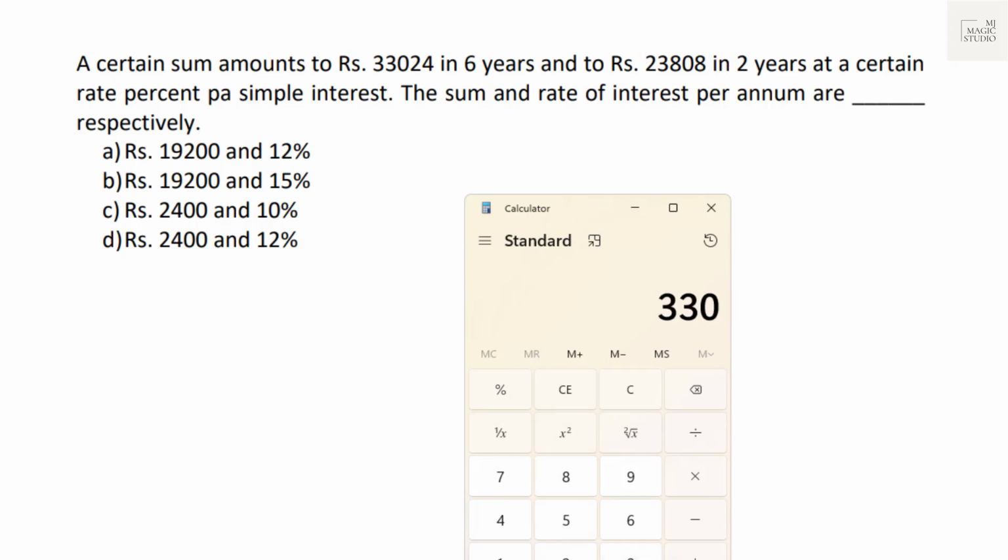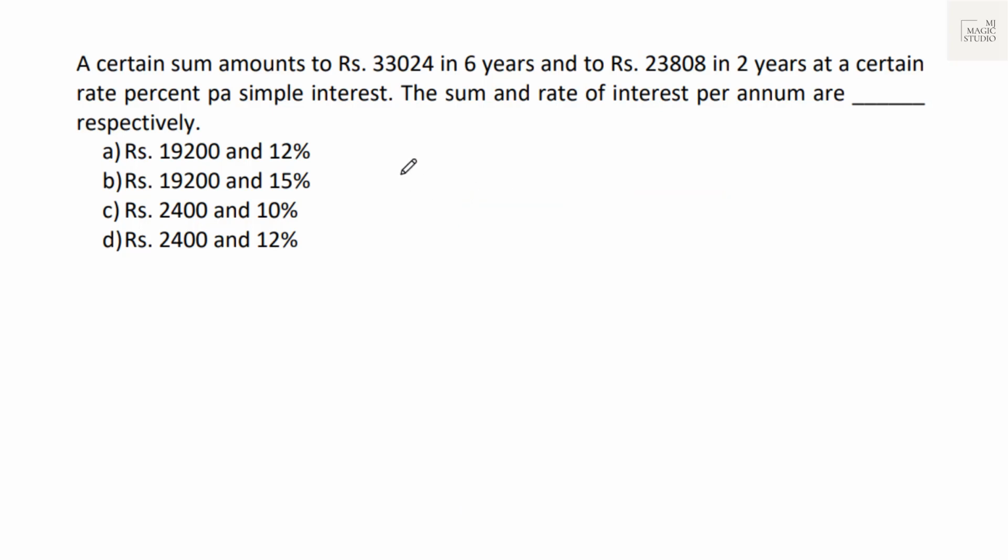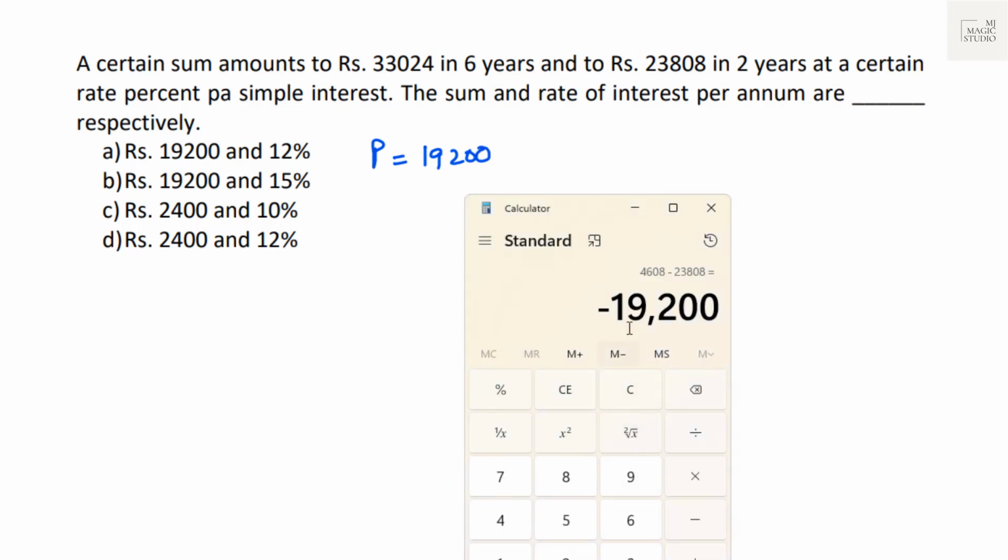Let's read. A certain sum amounts to 33204 in 6 years and 23808 in 2 years. That means the difference is 9216 in 4 years. If I divide that by 4, it comes to 2304 in 1 year. Into 2 will give 4608 in 2 years. Minus 23808 will give 19,200. So the principal is 19,200.